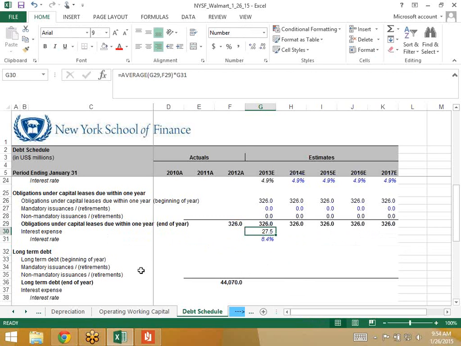And so we can copy the interest expense formula to the right. You do not want to copy the interest rate formula to the right, so you can either anchor everything, or I'm going to have H31 equal to G31. Be careful, you can't just copy G31 to the right. So that's one way to do it.